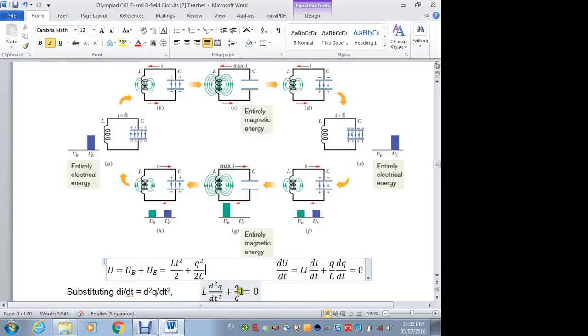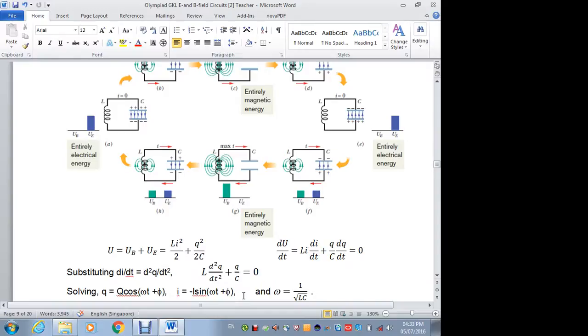So overall, you have a function that is only dependent on Q, second order differentiation, right? You know what happens to this dQ/dt? This is I, right? So there's an I over here. So the right hand side is 0 because there is no change in the total energy, right? So dU/dt will be 0.